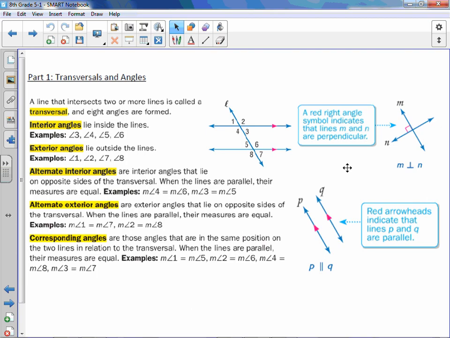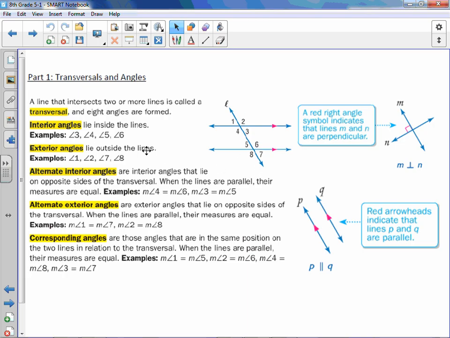A line that intersects two or more lines is called a transversal. So in this example here, I have two lines that are parallel, indicated by these pink arrows. Line L is the transversal because it cuts the lines. And because of it, we have 8 angles that are formed.